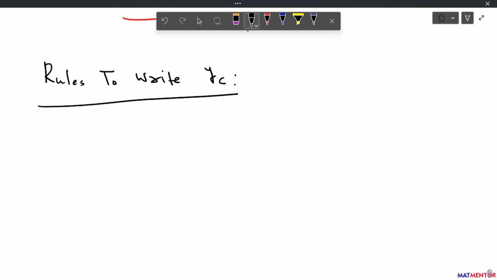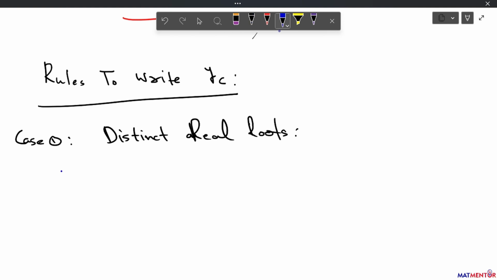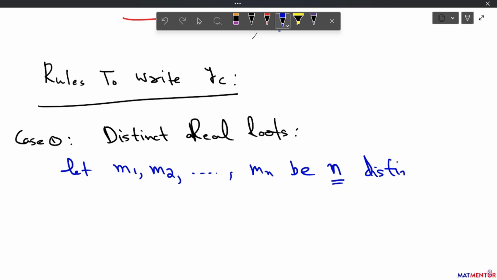Okay, so rule number one, or you can say case one. Case one is when the roots are distinct and real. Distinct real roots. Let m1, m2, up to mn be n distinct roots.